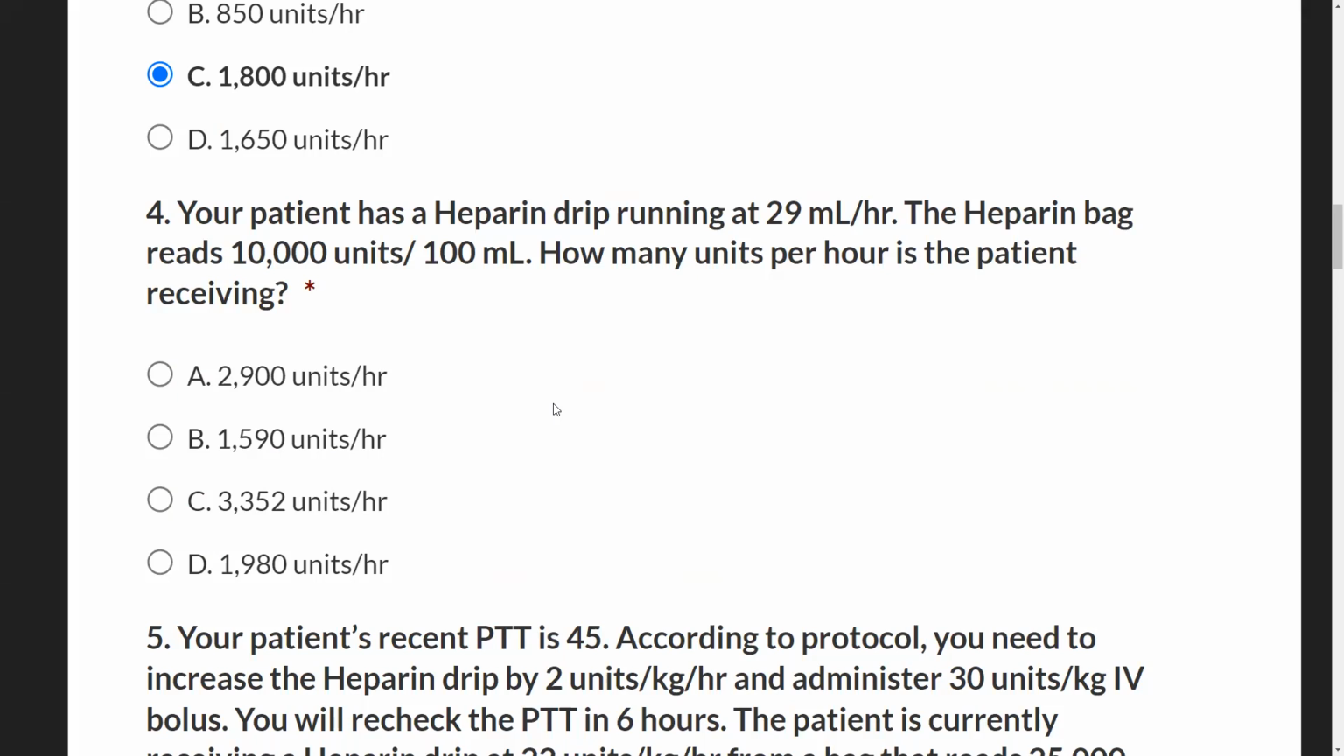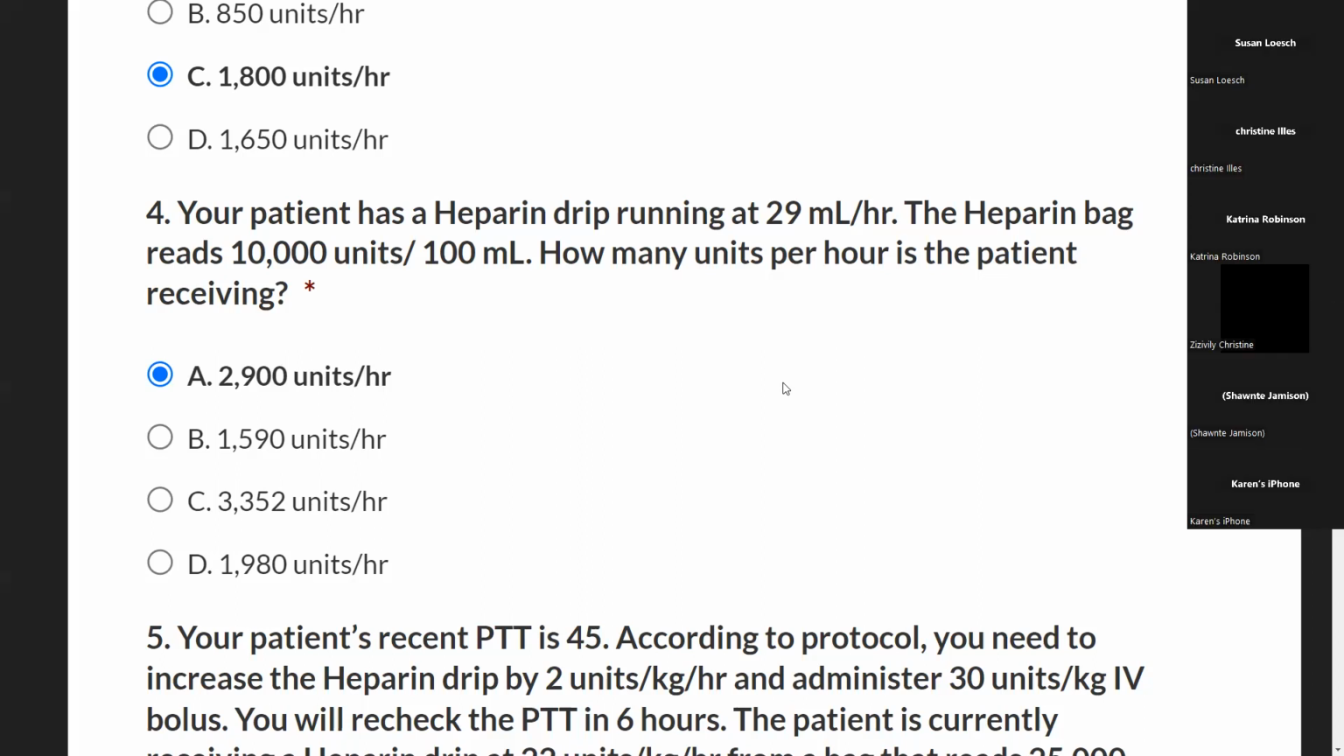The answer's there. What'd you get? A. Okay, everybody able to get to A? Yes. No, I'm sorry, I didn't get that. Okay. So here we have 10,000 units per 100 ml. That's what we have on hand. And our pump is running at 29 mLs per hour.